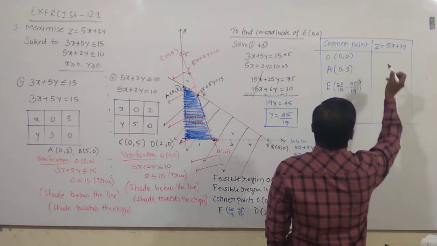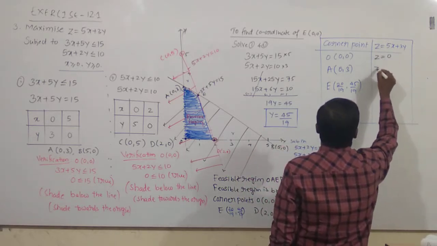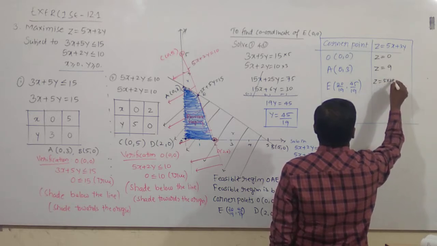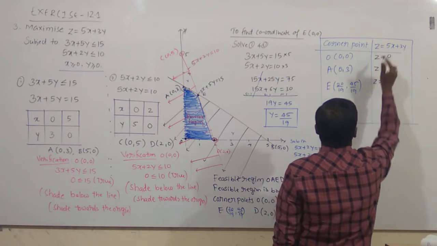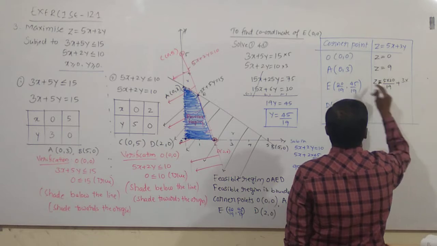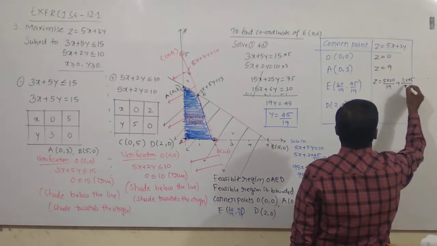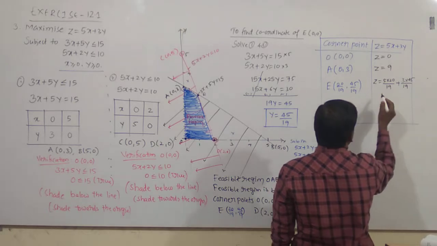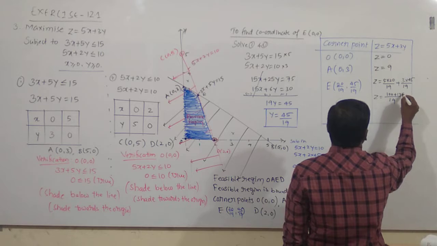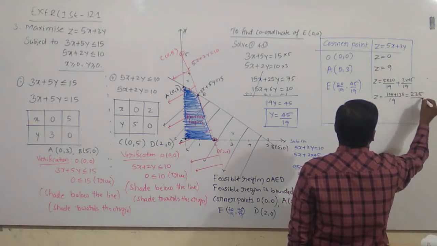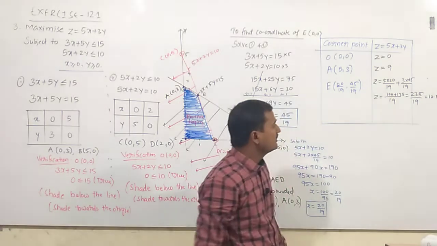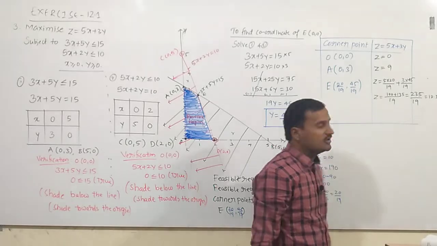Substitute here. So clearly z is equal to 0, z is equal to 9, and z is equal to 5 into 20 upon 19 plus 3 into 45 divided by 19. So here I will simplify this one with the LCM 19, here it is 100 plus 135, so clearly 235 divided by 19, that is nothing but 12.36. Okay, so after simplification here we are getting 12.36.